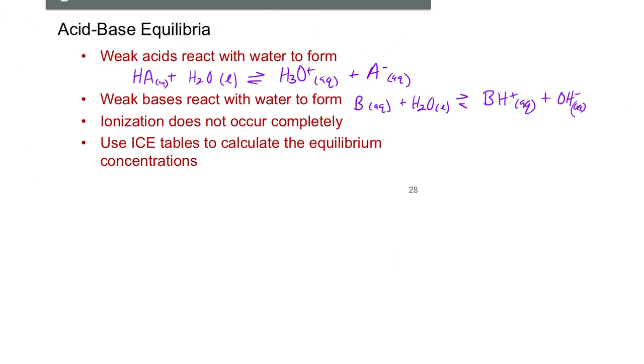But again, equilibrium arrows, ionization does not occur completely. And so when we want to calculate equilibrium concentrations, we get to use ICE tables. And that is where we will start next time. Have a good day, everyone.